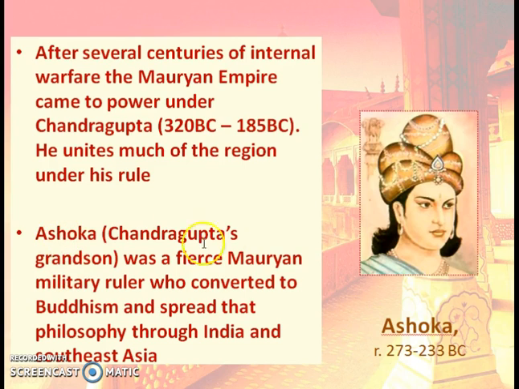Chandragupta's grandson, Ashoka, pictured here, was cut from the same cloth as his grandfather. He too was a very fierce military ruler. He conquered a tremendous amount of territory through warfare, bringing it under his rule, extending the Mauryan Empire to the present-day boundaries of Bangladesh in the east, and to present-day Iran and Afghanistan in the west, and pushing down almost to the peninsular tip of southern India.